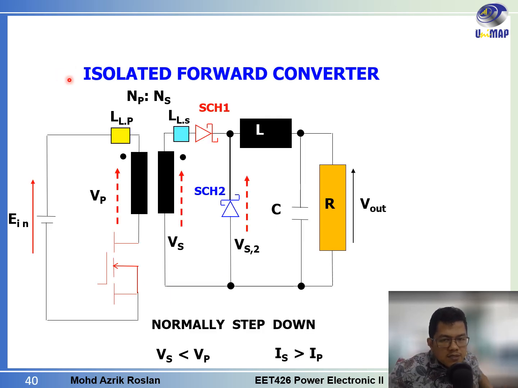This is the isolated forward converter when we take into consideration the leakage inductance at the primary and the secondary side. Normally for an isolated converter, we usually use a step down transformer. For a step down transformer, VS is lesser than VP and IS is bigger than the primary current.